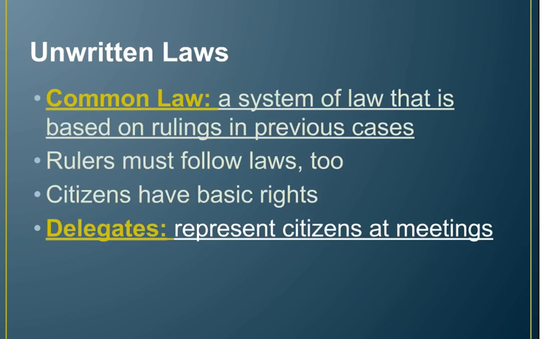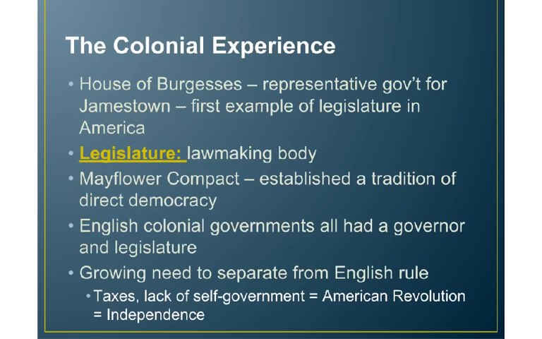Some other ideas that come out of English documents, one idea was that rulers must follow laws as well. That comes out of the Magna Carta. We'll talk about that more in class. Also the fact that citizens have basic rights that no one should be able to take away. We also like the idea of sending delegates to actually represent the citizens at meetings rather than having just one person in charge calling the shots or trying to include everyone, which we've already discussed why that would kind of be difficult or impossible to do. So these are just some of the ideas that we borrowed from English government.